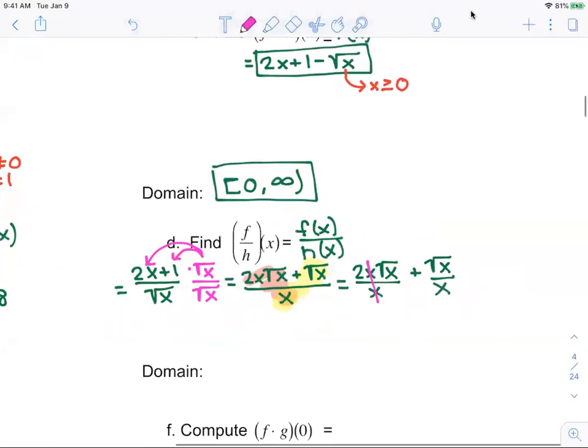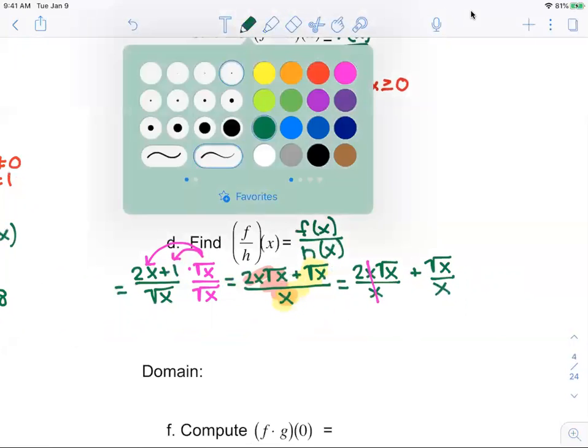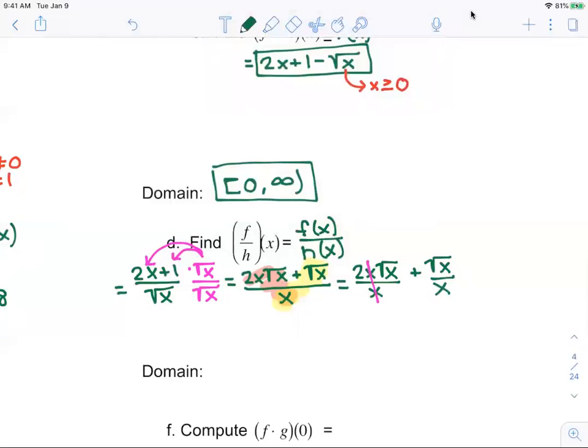So I'm simplifying again. And that gets me to 2 square root x, which is the only thing left on that first term. And then the other term I can't do anything with, plus square root x over x. So there's a lot of different things going on, because now we have to take a look at the domains. And I said to watch out for square roots and fractions where there's x's.